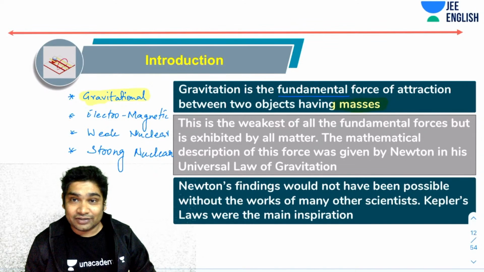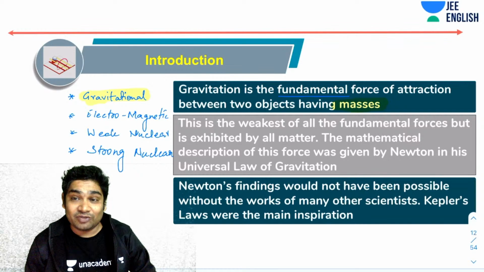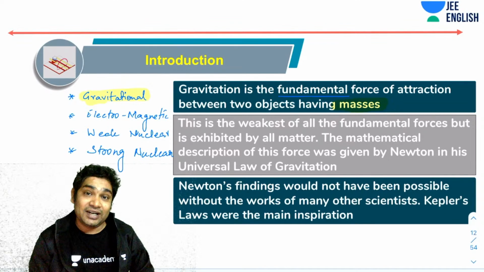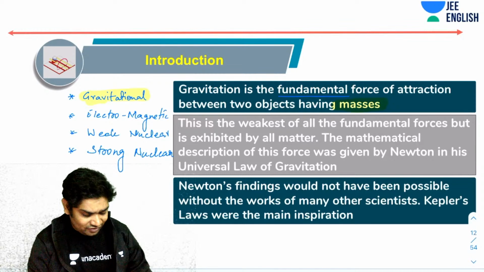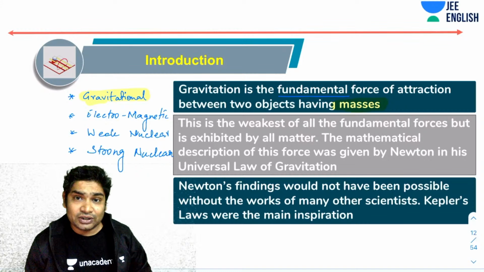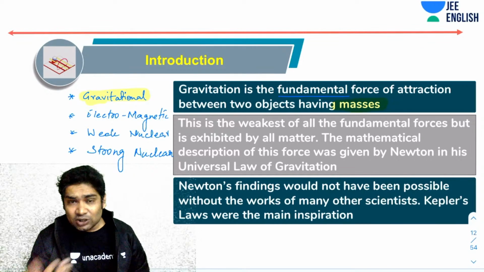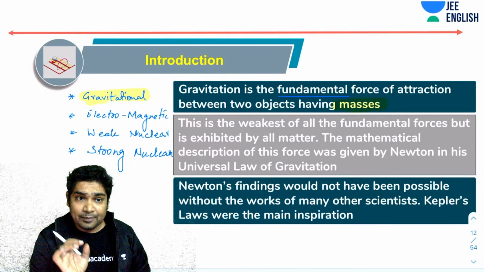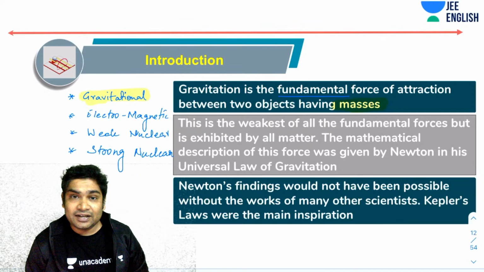Now, the mathematical description of this force was given by the great Sir Isaac Newton in his universal law of gravitation. Newton's findings would not have been possible without the works of many other scientists, and Kepler's laws were the main inspiration in getting those equations. There were works of Copernicus, of Galileo, and of Kepler that inspired Newton in his law. The most significant related to gravitation is the work of Kepler, so we'll just talk about that quickly.